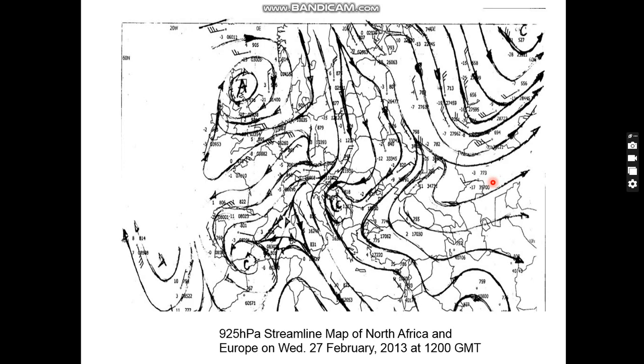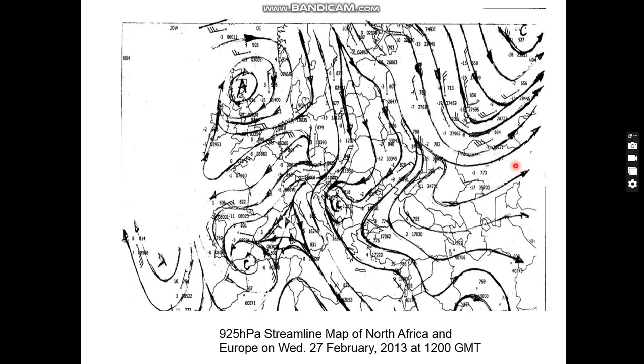Remember, this is streamline analysis. As I said earlier, streamline is a line drawn tangential or parallel to the instantaneous wind velocity. These wind values are instantaneous wind because these are winds taken at a particular instant in time, and that's 12 GMT all over all the stations. So these are lines drawn parallel or tangential to the instantaneous wind velocity.